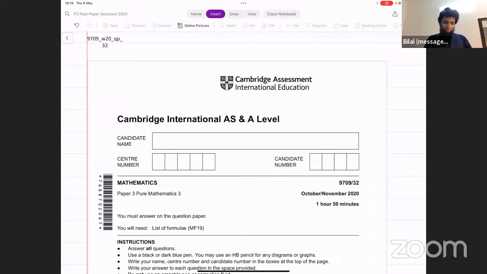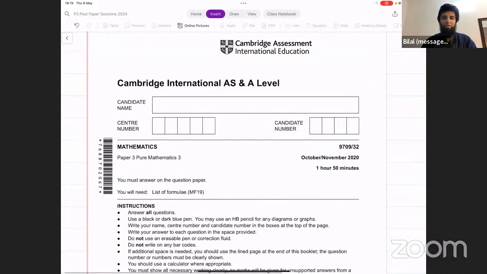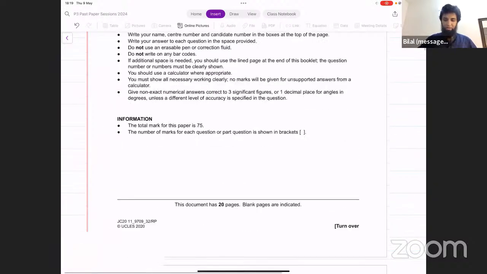Okay, so from this paper, which questions are you asking about? Questions 3, 5, and 10. Okay, so these are three main questions that we're asking about. I'll have a look at the rest of the paper as well and see if there are any other questions that look complicated. So questions 3, 5, and 10 are the three questions in particular. Okay, so let's start with this then. November 2020, paper 3, variant 2. Let's begin.